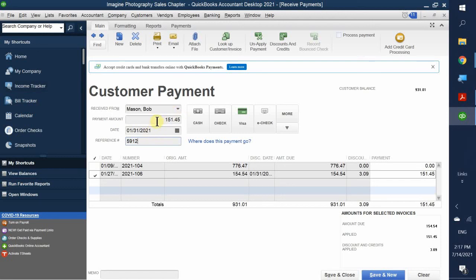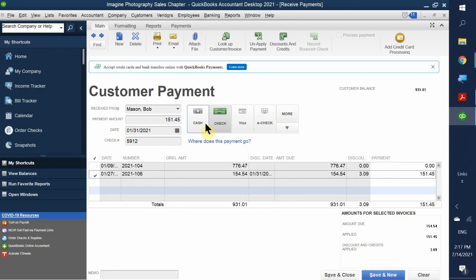So once again, right, you're going to take a look at the check itself, and he's paying with a check. Okay. You're going to take a look at the amount that the check is written out for. You're going to type it in here, and then obviously he wants to take a discount off of this particular invoice right here. So he wrote it for the lesser amount. Okay, so he wrote it under the $154.54. So in this case, we applied the discount.